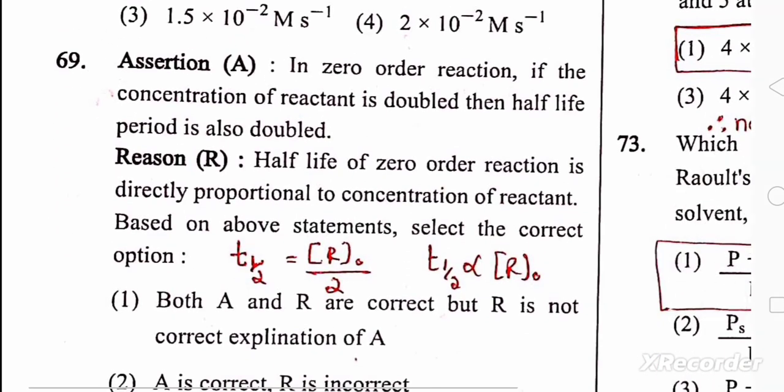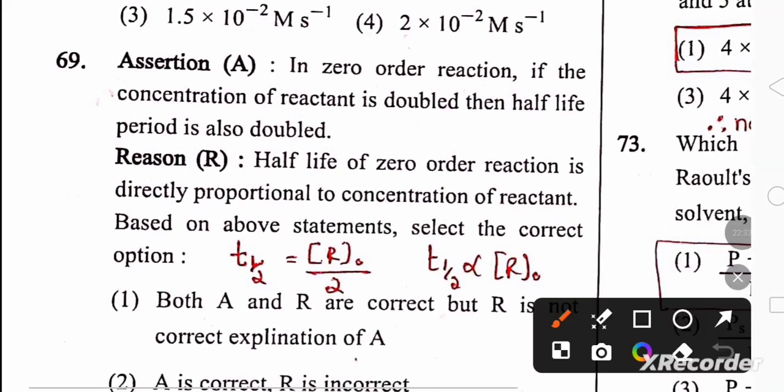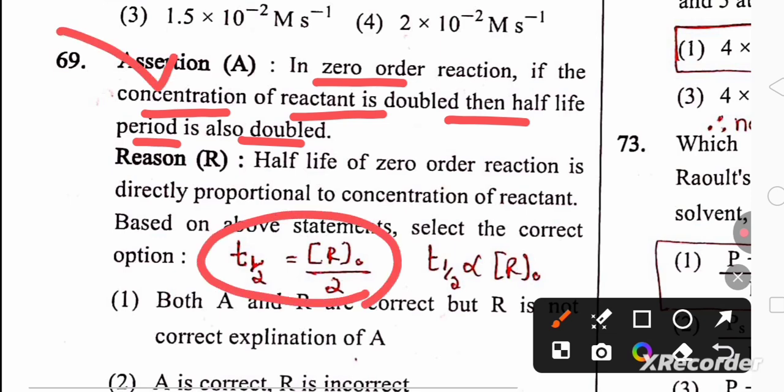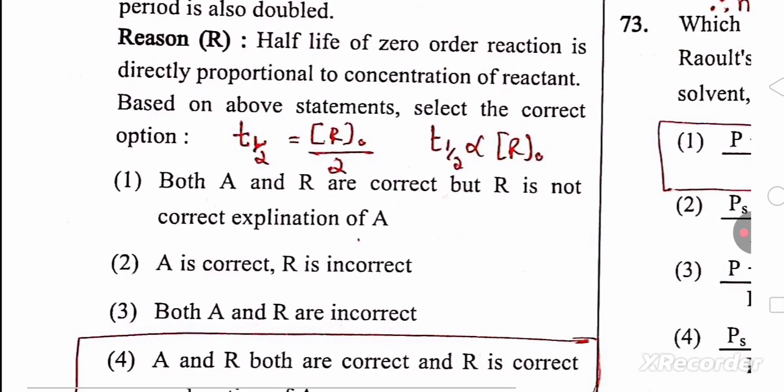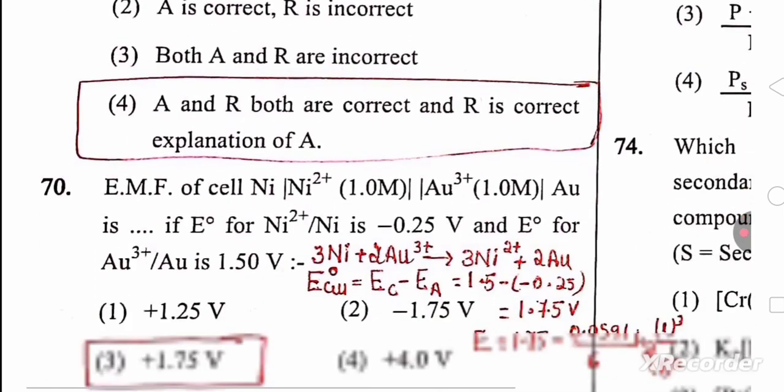Assertion A says that in a zero order reaction, if the concentration of reactant is doubled, then half-life period is also doubled. Yes, of course, assertion is right, because in T half, we can see the formula. T half for zero order is directly proportional to the concentration of the reactant. So reason says half-life of zero order reaction is directly proportional to the concentration of the reactant. So both A and R are correct, and R is the correct explanation for A.